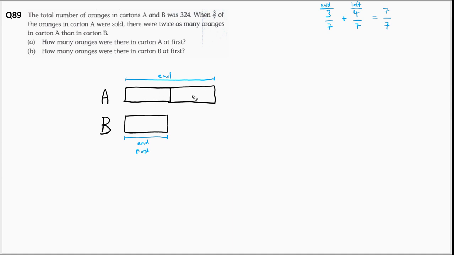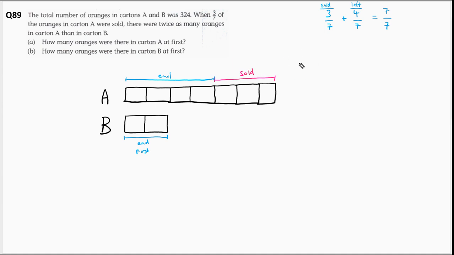So this represents 4/7 of the original number of oranges. Now, at the moment, it's split into two parts. If I do this, I've now got 4 equal parts, each of which must represent 1/7 of the original number of oranges. Now I've split that, I'm going to split this also. So 1, 2, 3, 4. I sold 3 parts like this. And this is what was sold.